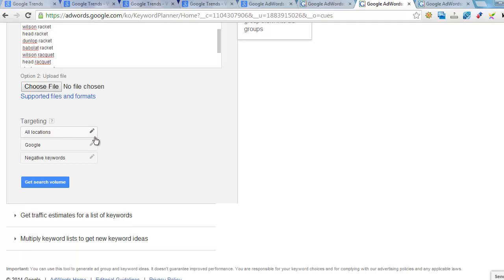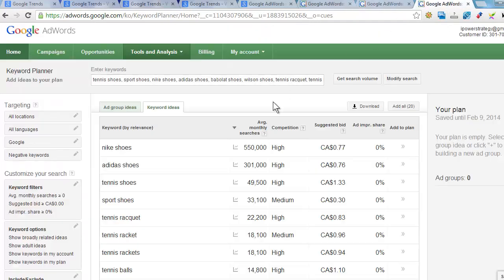I choose all locations, and I can choose whether or not I want to show results only on Google or on search partners, and then maybe I exclude some keywords, which is not really the point right now. But now let me see what happens when I click on search. When I submit those search phrases and click on keyword ideas, I get very interesting information. For those people who are very analytical, this is a great tool to discover what's going on with various phrases.